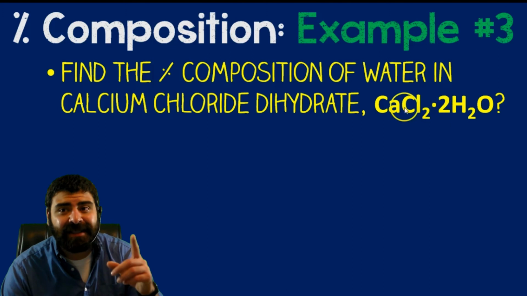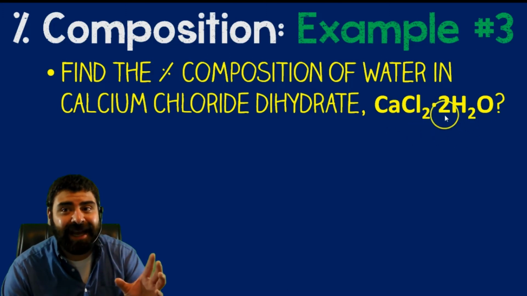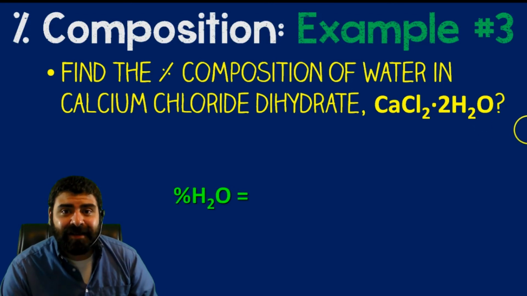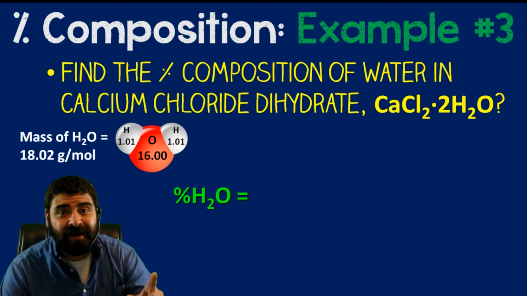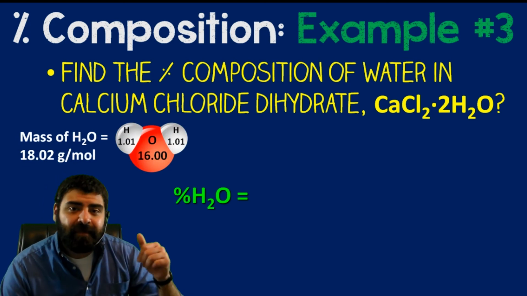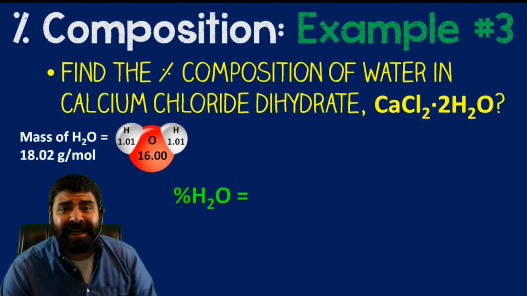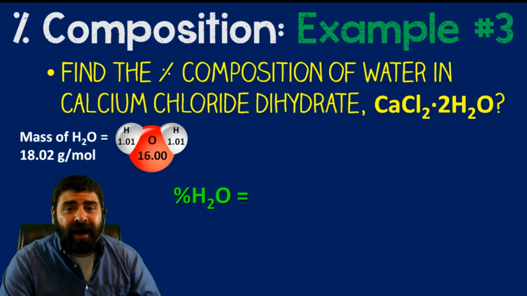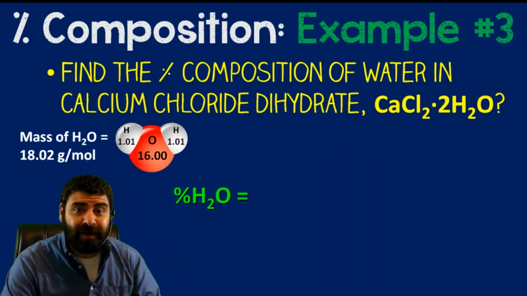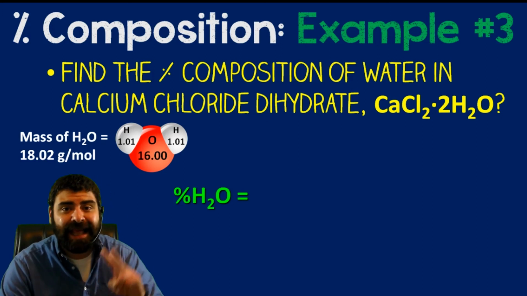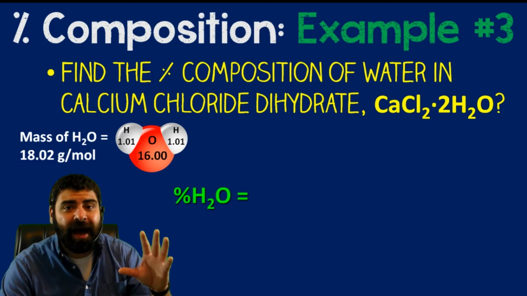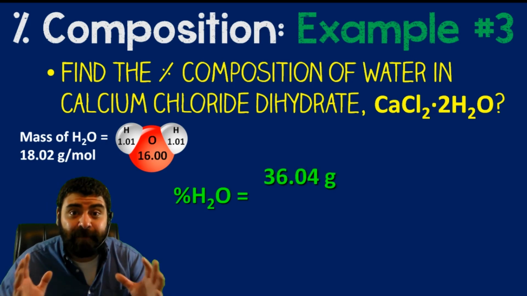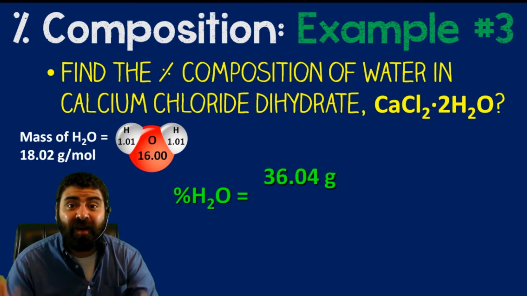Well, we want to know of this entire compound, what percent is the water? So to find the percent water, we need to consider the molar mass of water. Water has 2 H's and 1 O, and we know that has a molar mass of 18.02 grams per mole. In this compound, we have 2 moles of water, so we could take 18.02 and multiply that by 2. And you get the total amount of water in this compound, and that's 36.04 grams. That's our part.